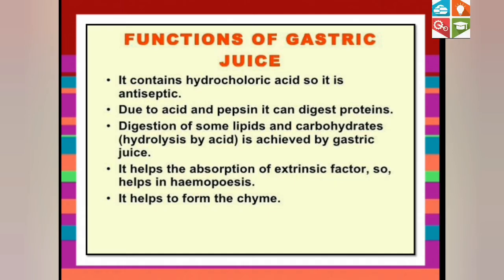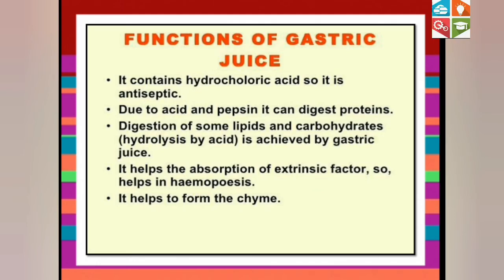So due to the acidic nature of the stomach, there is an enzyme called pepsinogen. That pepsinogen gets activated in the acidic medium to form pepsin, and this pepsin helps in the digestion of protein. Digestion of some lipids and carbohydrates is also achieved by these gastric juices. Apart from that, it helps in the absorption of extrinsic factors and helps in hemopoiesis. Then the last thing, it helps to form chyme.